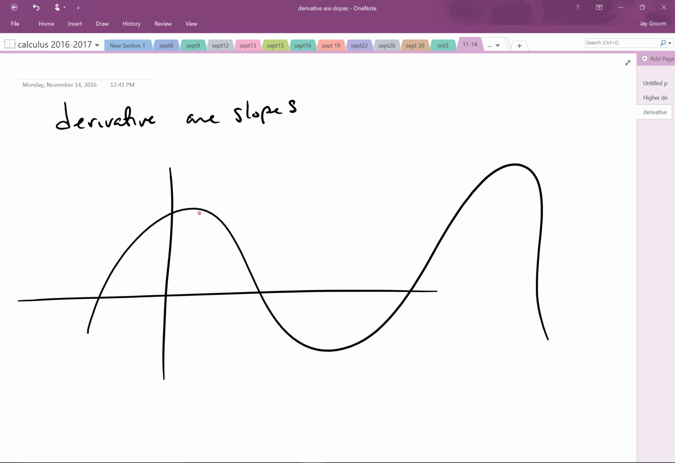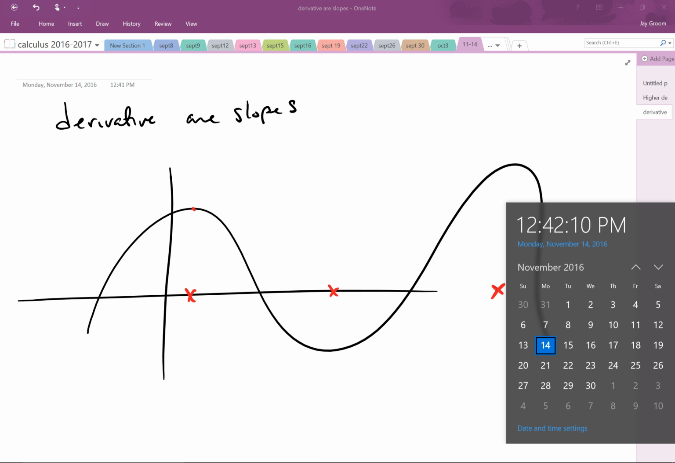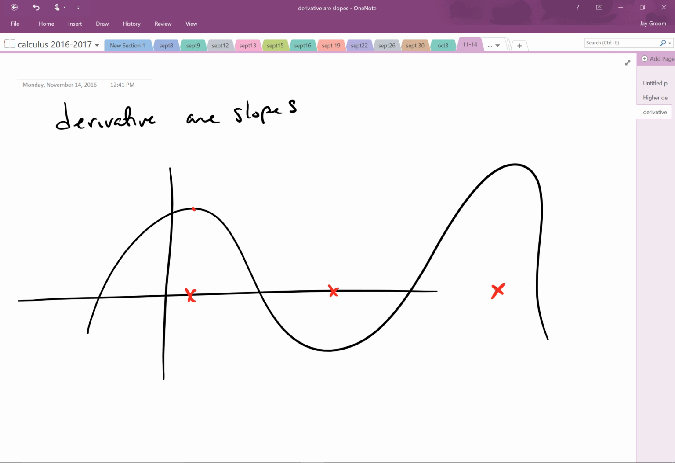Oh, right here? And what about it? What's the slope there? Zero. Good job. And here. And here. Beautiful. And then what would you do? I would get the zero.